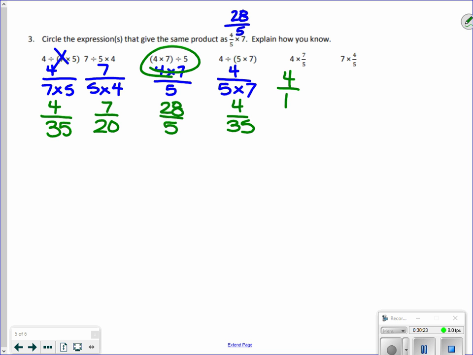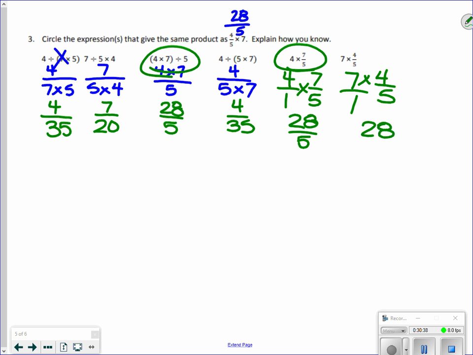4 times 7 over 5, 28 over 5. Is that the same thing? Yes. 7 times 4 fifths, 7 over 1, 28 over 5. Is that the same thing? Yes. So it should be the third one, the fifth one, and the sixth one that you should have circled. And nothing else.